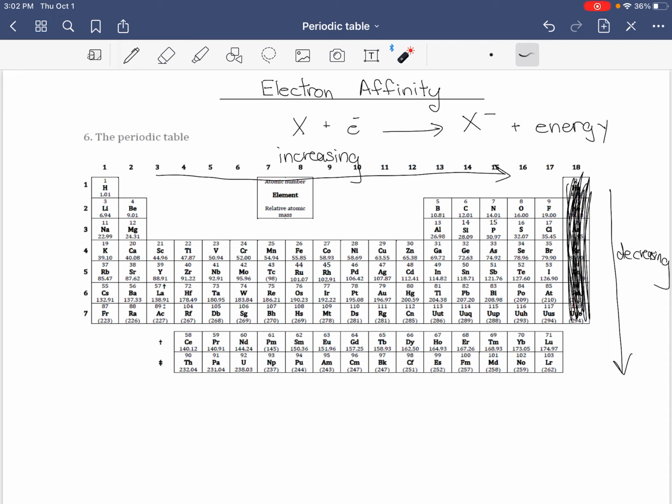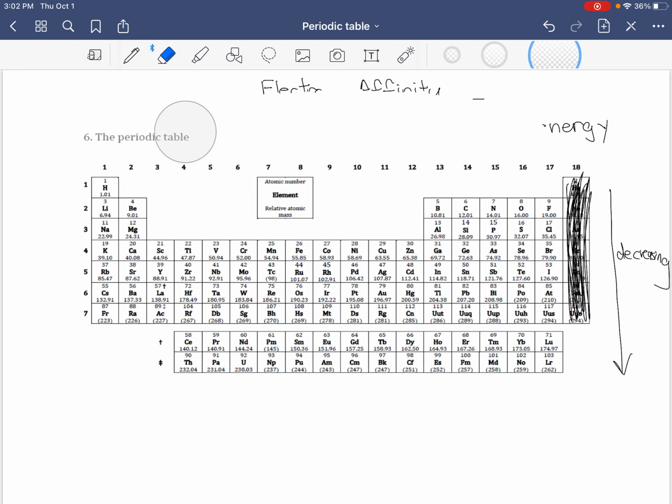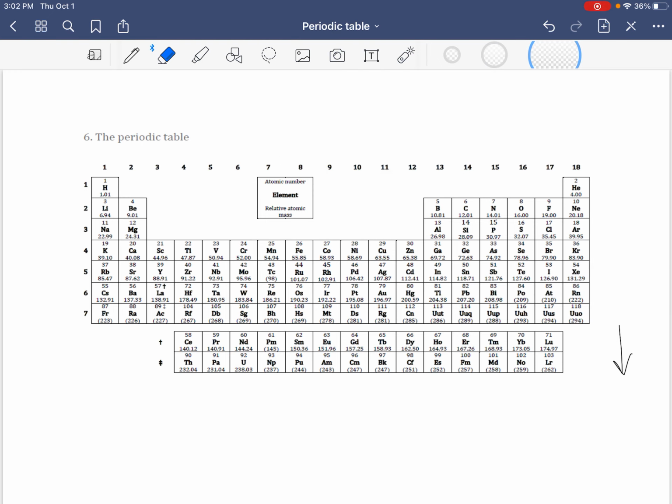Anyway, we're going to move on. This is our 3rd trend. We're going to look into our 4th trend. So let's move into our 4th trend. The 4th trend is called electronegativity.